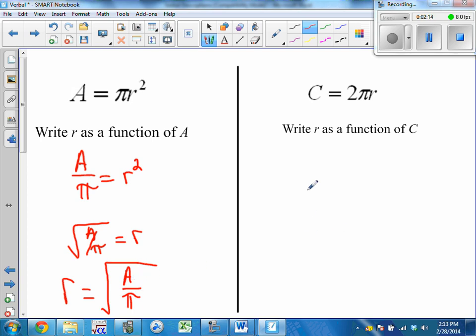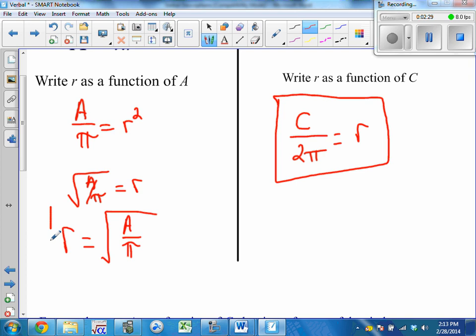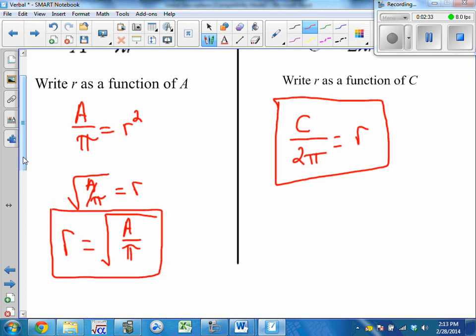What about circumference? Write r as a function of C. Well, here I can just divide by 2 pi, and I get r. So here is the circumference as a function of the radius, and here's the area, or the radius, as a function of the area.